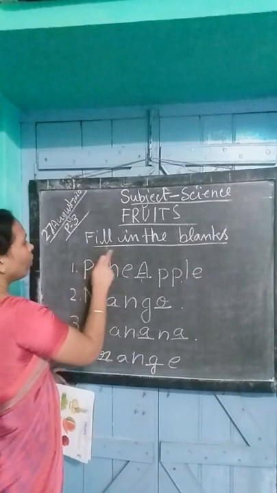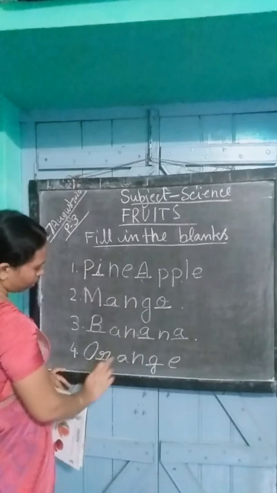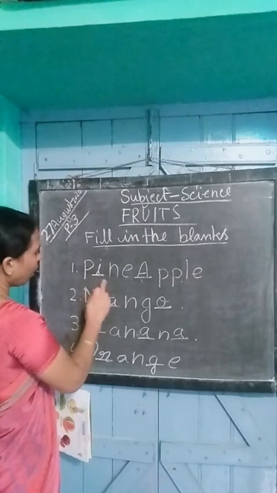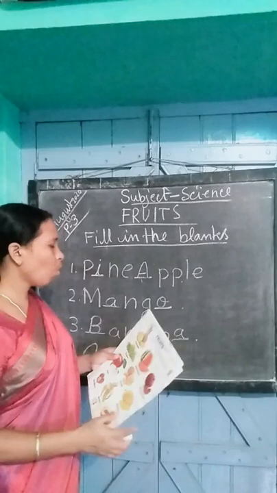Filling the blanks means like this. You have to fill letters and complete the word. Okay. Pineapple, mango, banana, orange. Okay. Four words. You have to study nicely.